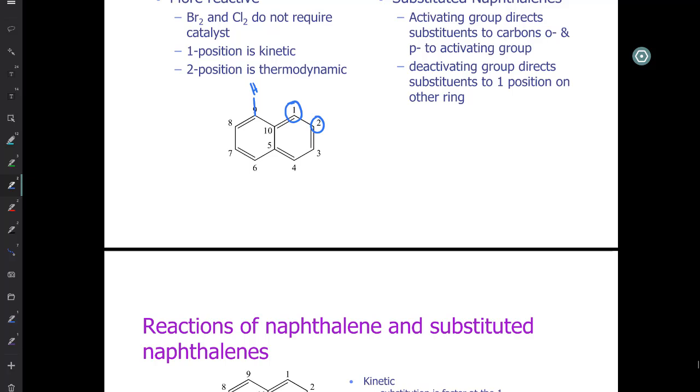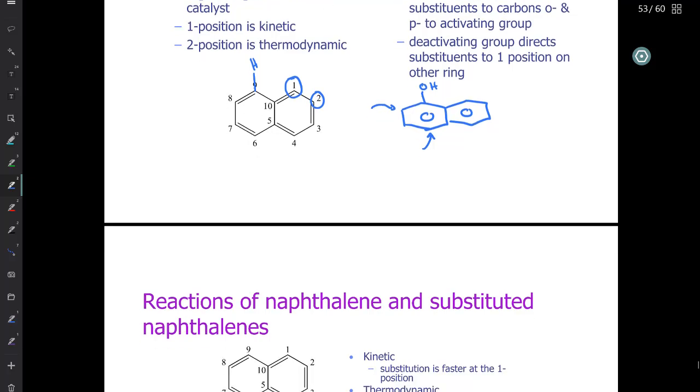So for example, let's say I take a naphthalene like this, and I put an activating substituent here. Then the next substituents would go here or here and not on the other ring, because what the oxygen does is donate electron density to the ring, and it tends to more activate the ring it's attached to than the ring that's next to it.